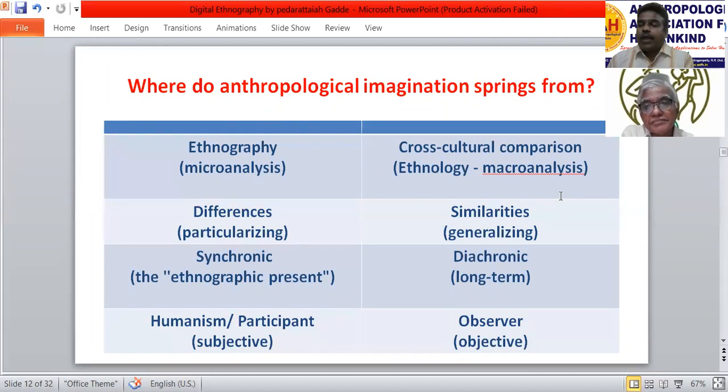So anthropologists exercise their imagination. Out of this imagination, they are creative, they are strategic, they are sustaining all the skills they have, and they produce knowledge. So ethnography brings a micro analysis of the people under study, whereas ethnology, cross-cultural comparison, macro analysis, brings different understandings of how universal level principles can be brought.